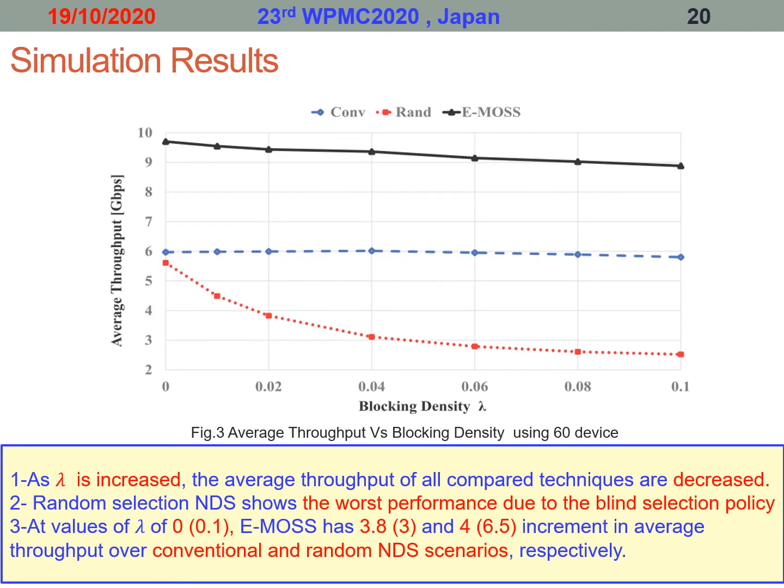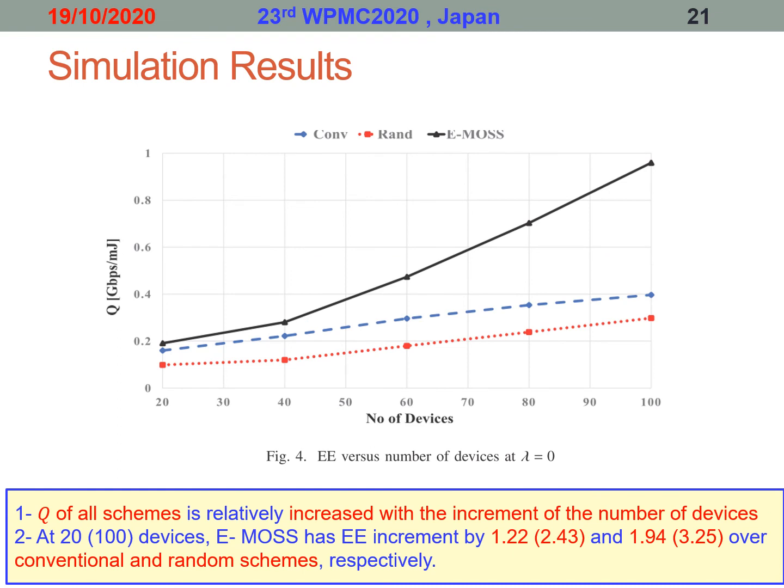The second curve is the average throughput in gigabits per second against the blocking density for 60 devices. Here, as the blocking density increases, the throughput is reduced due to the blocking objects. Also, EMOS selection has superior performance over conventional and random selection approaches. The third curve is energy efficiency Q in gigabit per second per millijoule against the number of devices at no blockage. As the number of devices increases, the energy efficiency increases. Here, the curve shows the superior performance of EMOS over random and conventional schemes, with a notable increment over conventional and random schemes.